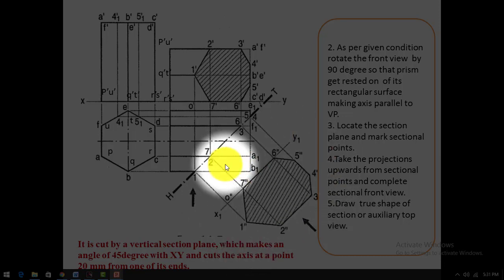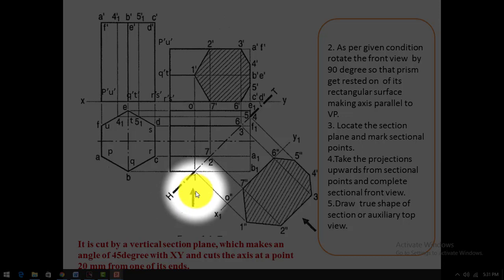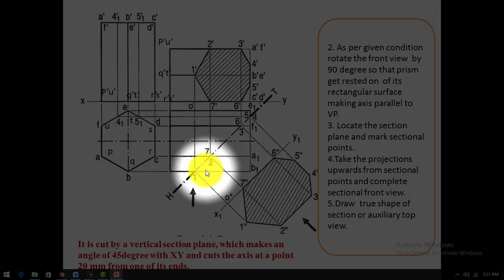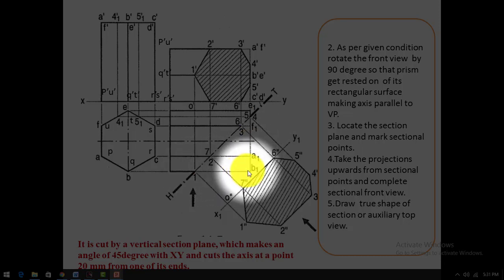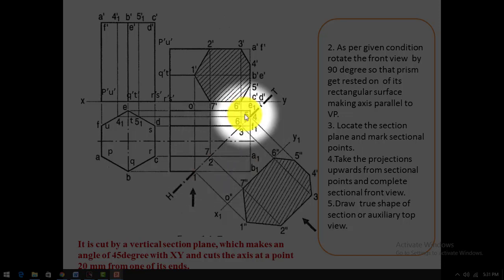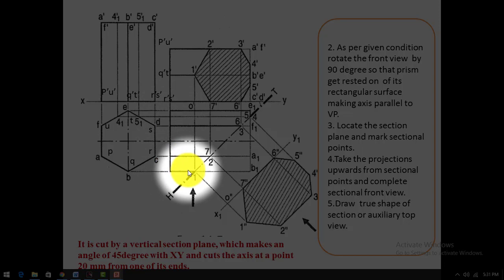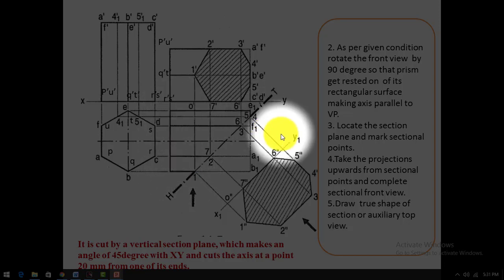Also you know that here is the observer position. The portion between the observer and the cutting plane is assumed to be removed, so this removed portion you have to retain with the help of thin continuous bent lines, and the remaining edges of the prism you draw with thick continuous dark lines. Hope you have understood that.